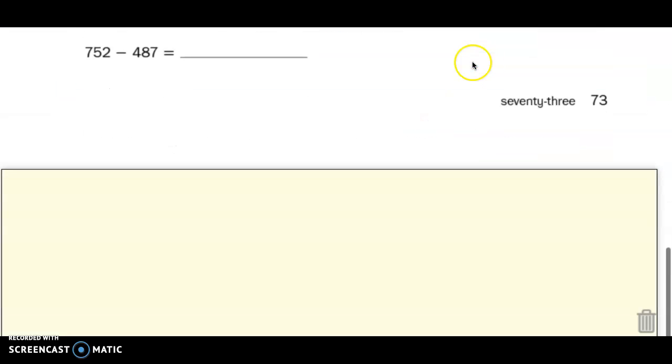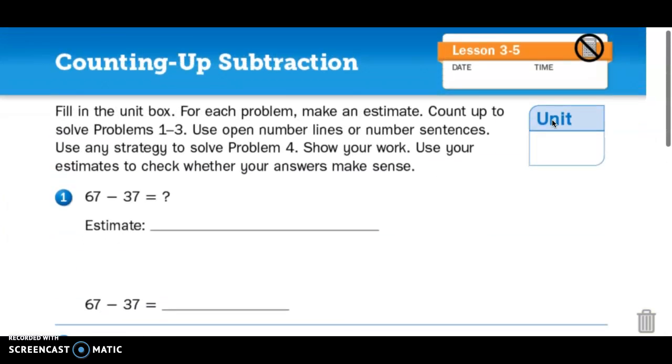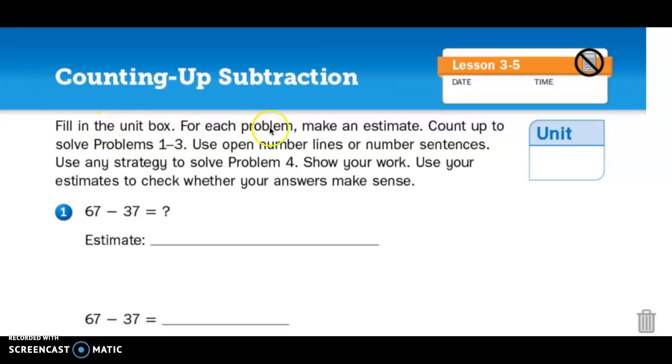Okay, lesson 3-5, we're on journal page 73. All right, counting up subtraction. It says fill in the unit box. What are we measuring in? For each problem, make an estimate. Count up to solve problems 1 through 3. Use open number lines or number sentences. Use any strategy to solve problem 4. Show your work. Use your estimates to check whether your answer makes sense.